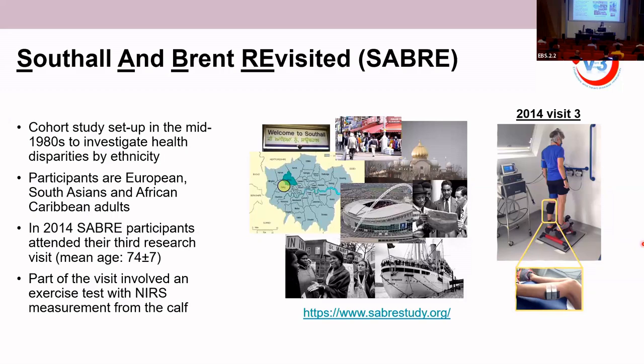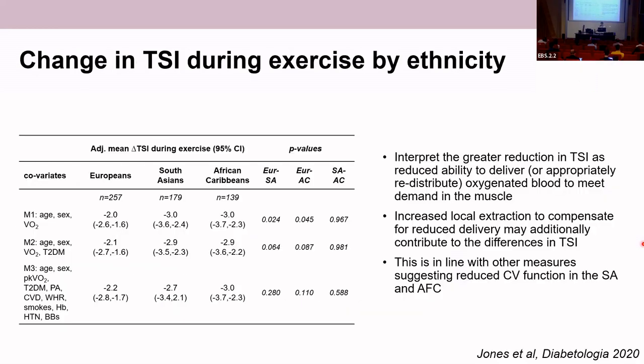And in 2014, so fast forward 30 years, the SABRE participants attended their 3rd research clinic visit. And at that time, they had a mean age of 74. And part of the visit involved an exercise test where we also put a mNIRS device on the calf. And that was in the context of a whole load of other clinical measurements. So they had ultrasound and they had DEXA, all of these kinds of things.